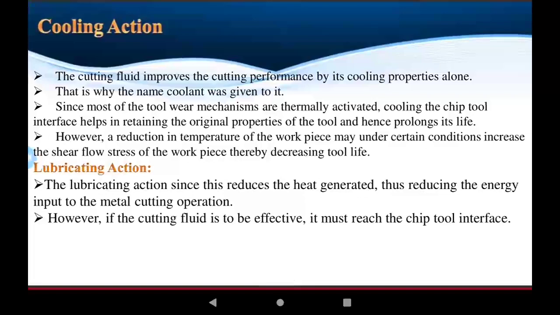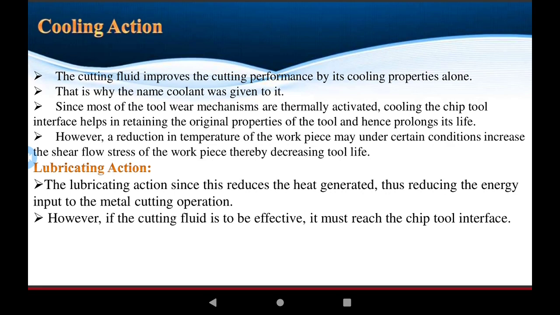The cutting fluid improves the cutting performance, which is the most important of some of the properties, the improvement of the operation. That is why coolant is also provided. Since the most important thing about tools is tool life, I say that the tool life is directly proportional to the selection of the cutting fluid and the cooling provided, okay.